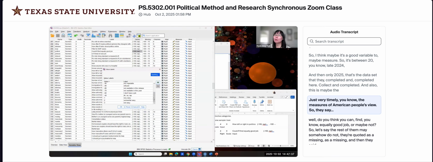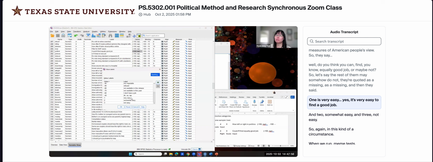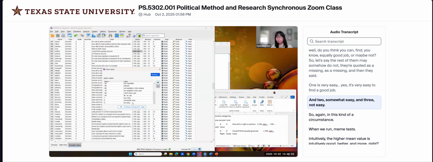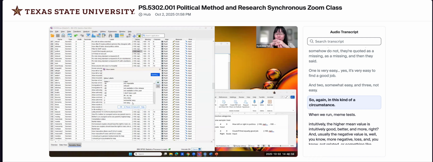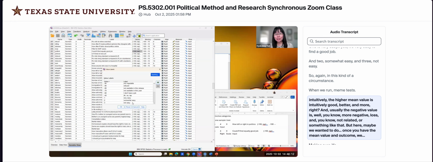So they ask, do you think you can find an equally good job, or maybe not? The rest of them may somehow not answer; they call that missing. Then they said one is very easy, yes, it's very easy to find a good job, two is somewhat easy, and three is not easy. So again, in this kind of circumstance, when we run mean tests, intuitively the higher mean value is good, better, and more, right?